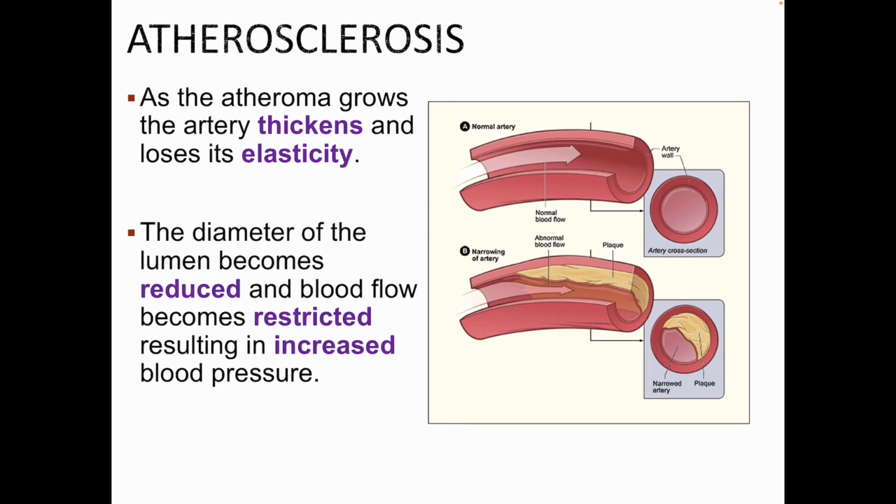Additionally, the diameter of the lumen becomes reduced, and this restricts blood flow and increases blood pressure. The narrower lumen means that the blood pressure becomes raised.